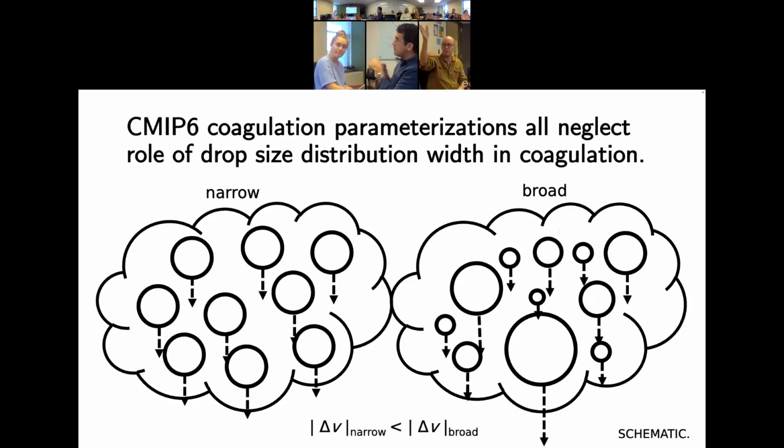Yeah. I don't understand how you write this, the word all, because there are a bunch of drizzle parameterizations out there that depend on the width of the CMIP6. Yeah, I mean, Seifert, you're saying no one is using Seifert's autoconversion scheme, or no one's using the Lee autoconversion?